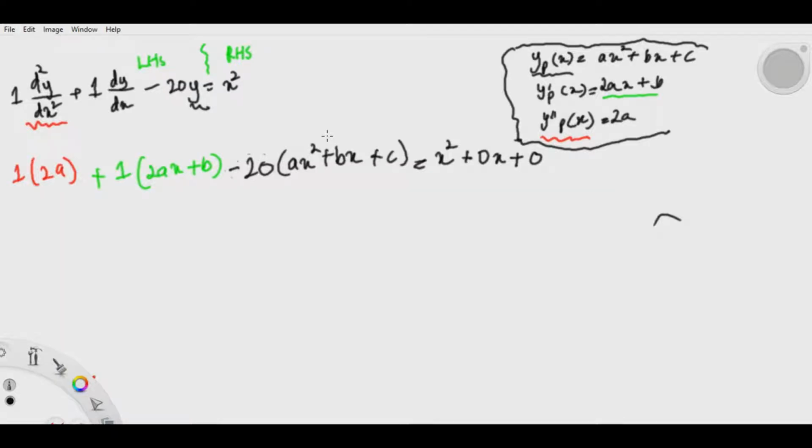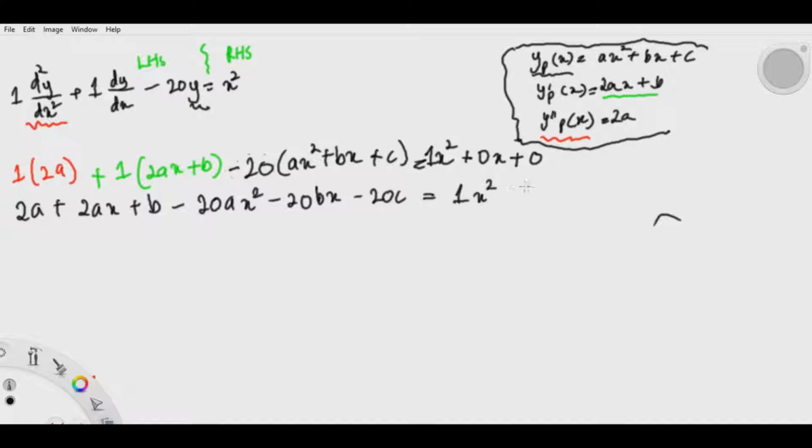You're looking at it correctly. Anyway, now the coefficient of x squared here is 1. Now what's going to happen here? I'm just going to multiply things out. That's 2a plus 2ax plus b minus 20ax squared minus 20bx minus 20c equals 1x squared plus 0x plus 0.